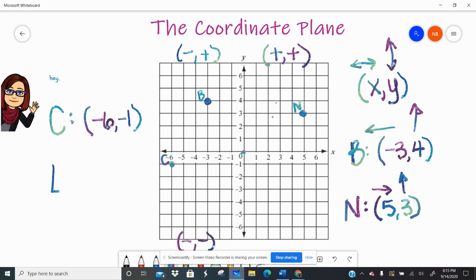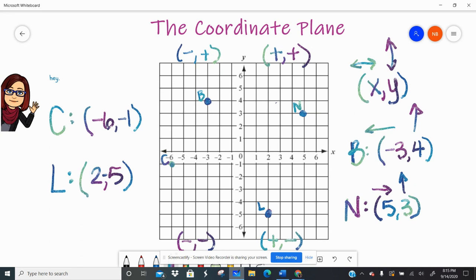And then last one, let's do point L at +2, -5. I start at the origin. I go right, 1, 2, down, 1, 2, 3, 4, 5. And here is point L. And I don't really leave those little lines there, but it kind of helps me count if I need it, right? So that's how we graph on the coordinate plane. And in quadrant 4, my points will be +x, -y.